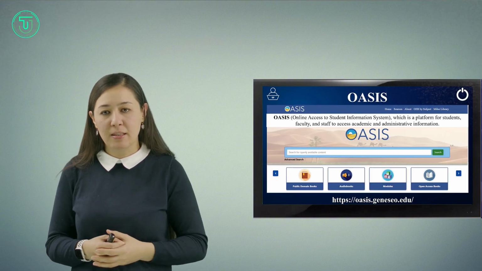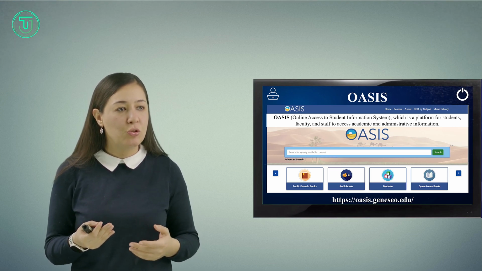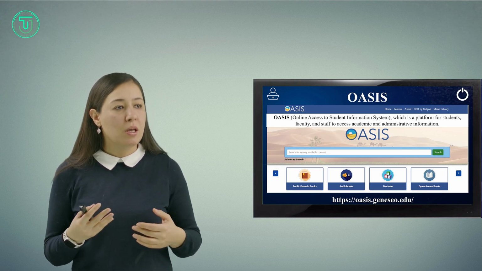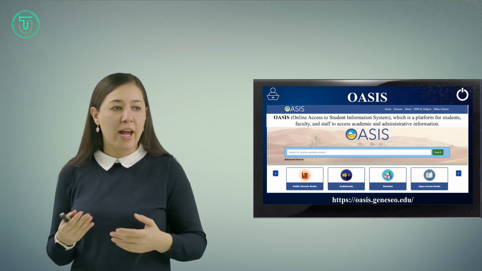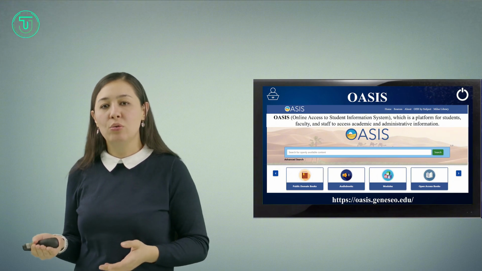Next is Oasis. So Oasis, what does it mean? It means Online Access to Student Information Center system, sorry, which is a platform for students, faculty, and staff to access academic and administrative information. So what can you do here?